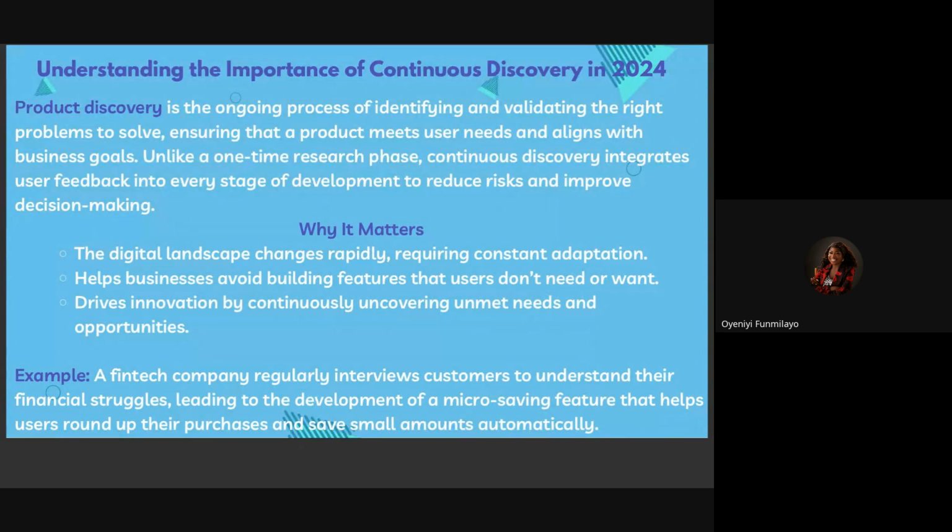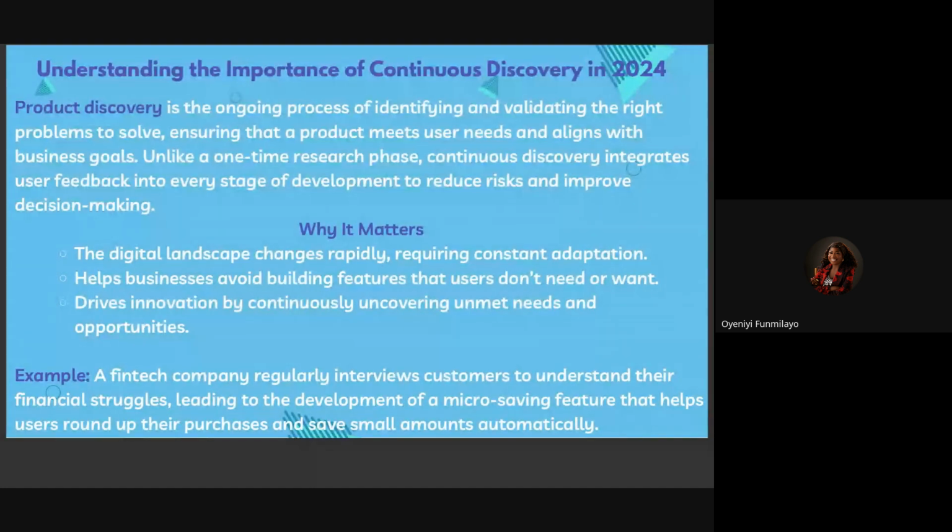So what did we say product discovery is? Over here, I said it's the ongoing process of identifying and validating the right problem to solve, ensuring that the product meets users' needs and aligns with business goals, unlike a one-time research phase. In your product discovery phase, there's always a continuous discovery that integrates users' feedback into every stage of your development to reduce risks and improve decision making at the same time.